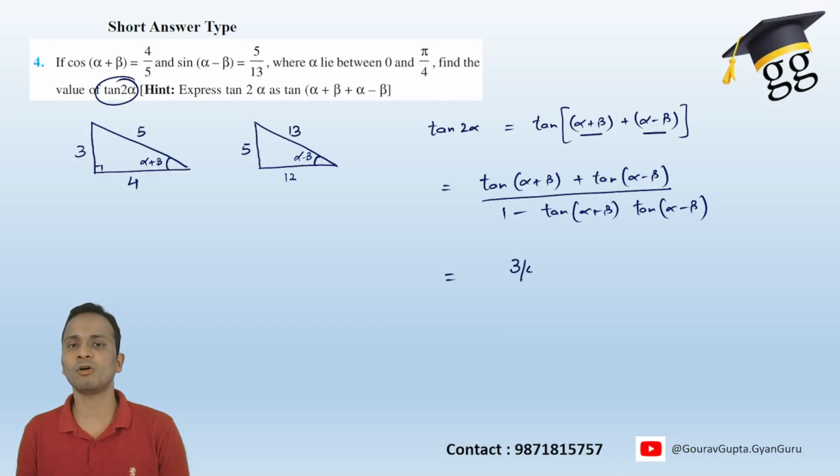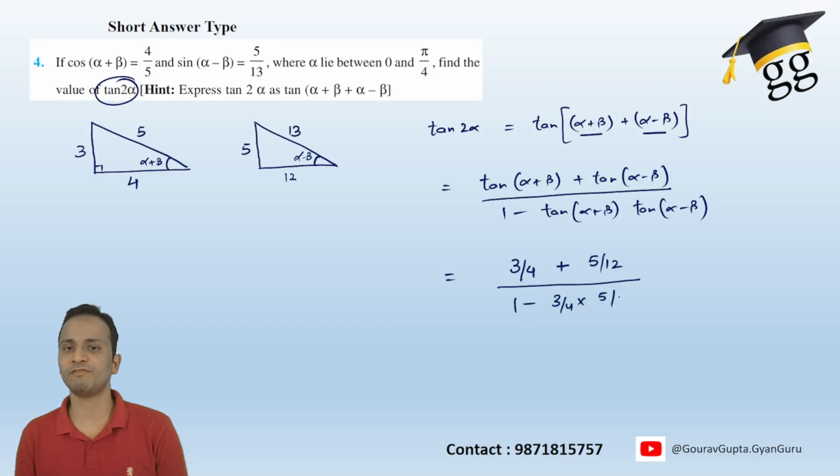So 3 upon 4 plus tan(alpha minus beta), in the similar manner, will be 5 upon 12. Continue, put these values: 1 minus 3 by 4 multiplied by 5 by 12. Now simplify this expression and get your answer.